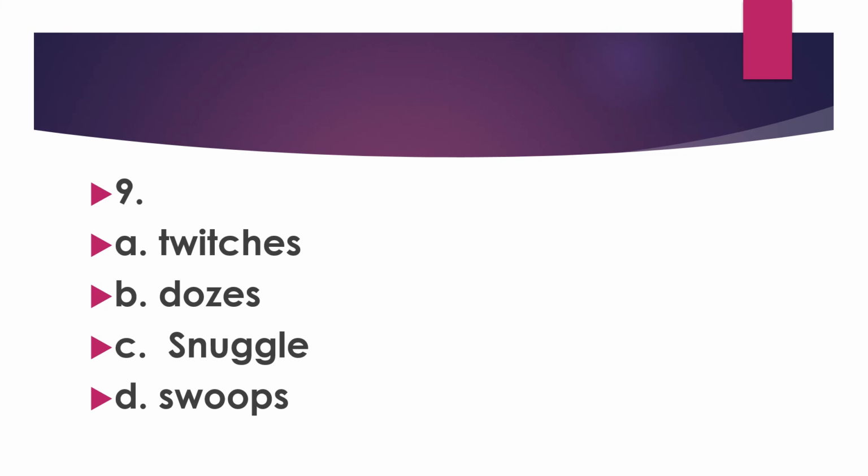The last question was the vocab part. So you have to say that his nose twitches when he smells apple pie. The baby dozes peacefully. The mice snuggle in their nest. And finally, the bat swoops down from its roost to start flying and hunting. So those were the 4 vocab words which most of you got right.